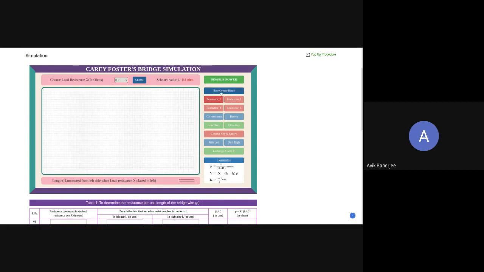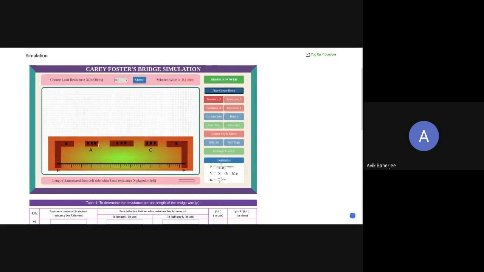So now I have to place the copper bench. So I have placed the Carey Foster bridge. Now I'm going to apply the resistance X, the resistance which is being applied using the resistance box. Now I'm going to apply resistance 2, 3 and 4. Now I'm going to connect the galvanometer. I'm just clicking on these things and clicking on that part of the board, nothing else.